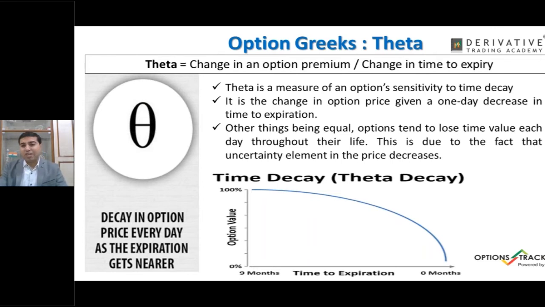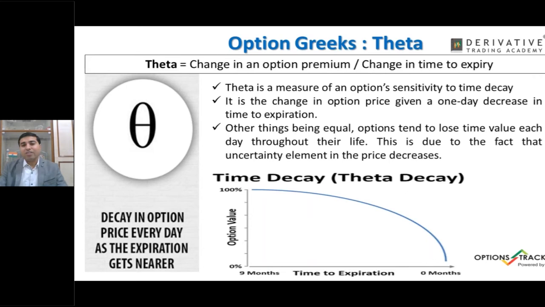Theta is all about the change in option premium because of the change in time to expiry. One needs to understand that theta comes in points, while vega comes in percentage terms. So theta is a measure of an option's sensitivity to time decay. The more time to expiry, the higher the theta. The less time to expiry, the lesser the theta. As the time reduces, theta works, and theta always comes with a negative sign because it always decreases.